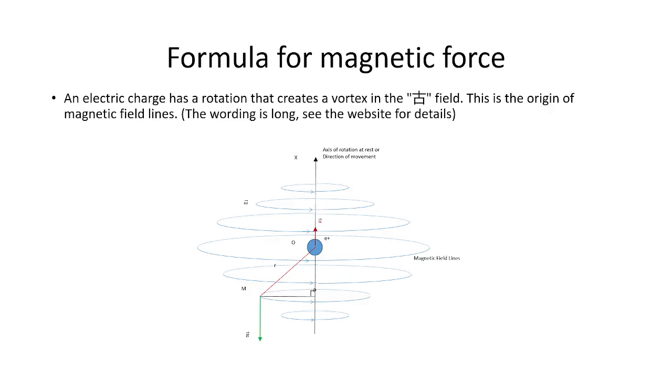Formula for magnetic force. An electric charge has a rotation that creates a vortex in the gu field. This is the origin of magnetic field lines. The wording is long, so see the website for details.